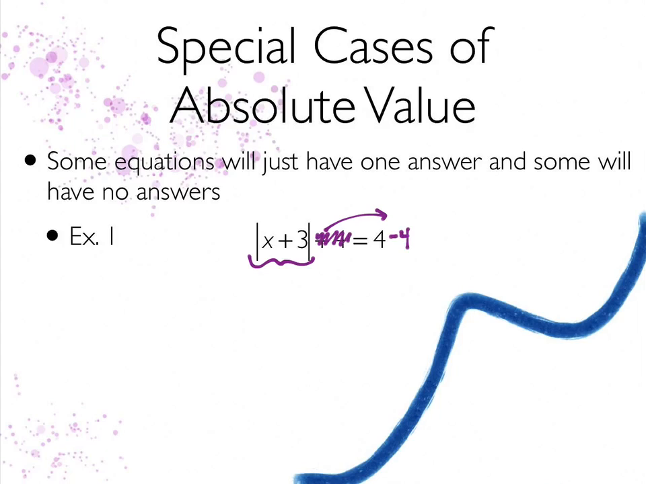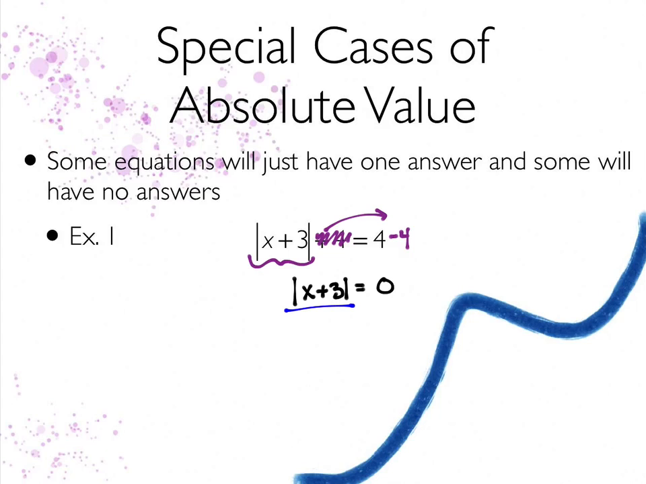Okay, so that's gone there. Now I have the absolute value of x plus 3 equals 0. So I've isolated my term. It's all by itself now. I'm going to split it up into two cases.